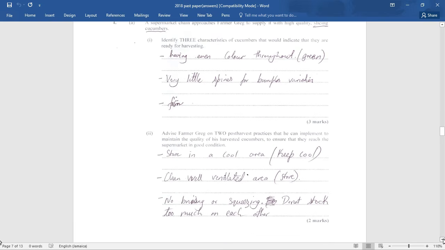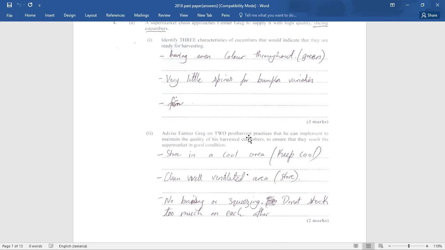Alright, second part of question number 4 says advise farmer Greg on 2 post-harvest practices that he can implement to maintain the quality of his harvested cucumbers to ensure that they reach the supermarket in good condition. So post-harvest practice means after you harvest your crops. So what measures you should take to make sure they remain firm, fresh, unbruised, and so forth.